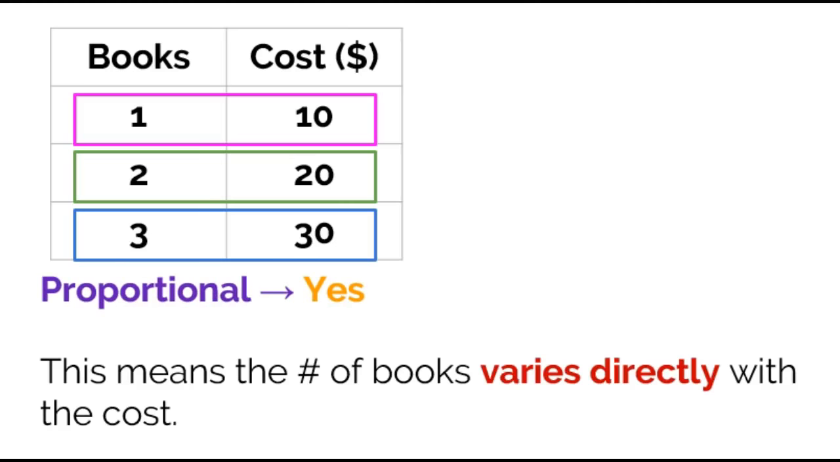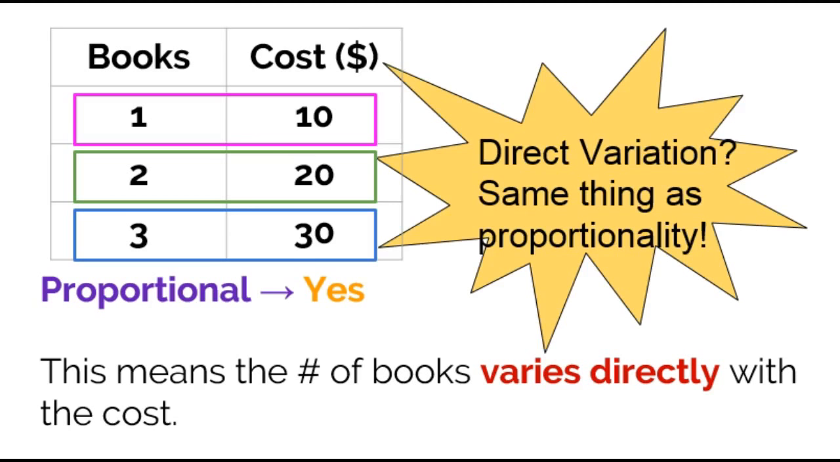What this also means is that the number of books varies directly with the cost. So hopefully you can see the words direct variation embedded in that sentence. This means that the number of books varies directly with the cost. So direct variation, it's the same thing as proportionality, which is why I said when we started this that direct variation is something that we already know, we just haven't called it that yet.